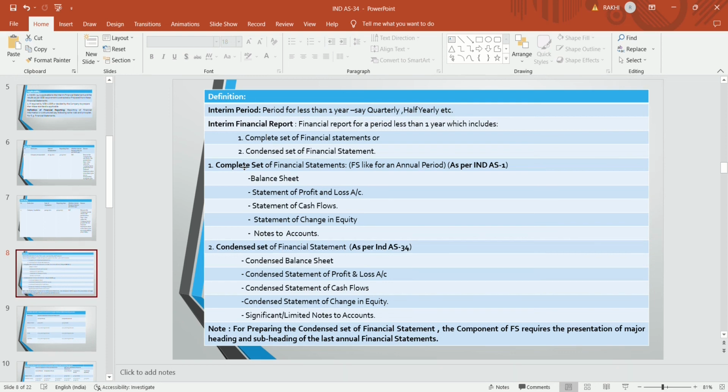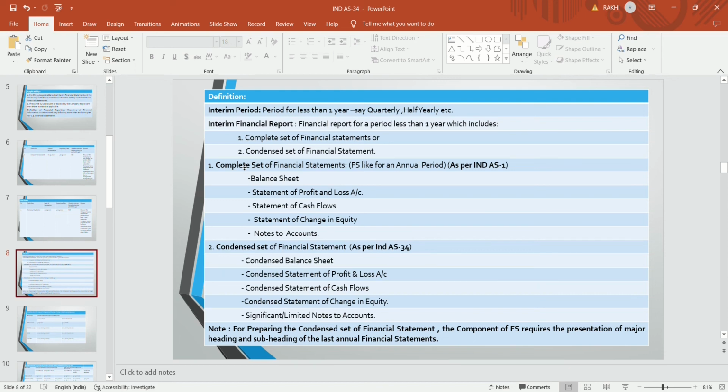A full set of financial statements is prepared under the complete set, and the condensed set of financial statements is required as per Ind AS 34. That is, we will prepare a condensed form of balance sheet, in which minimum disclosures are to be given, like only the headings of the financial statement, the balance sheet, are required to be given.